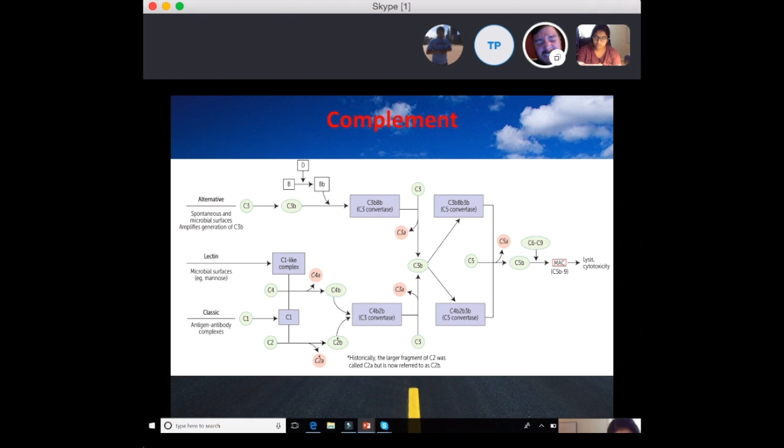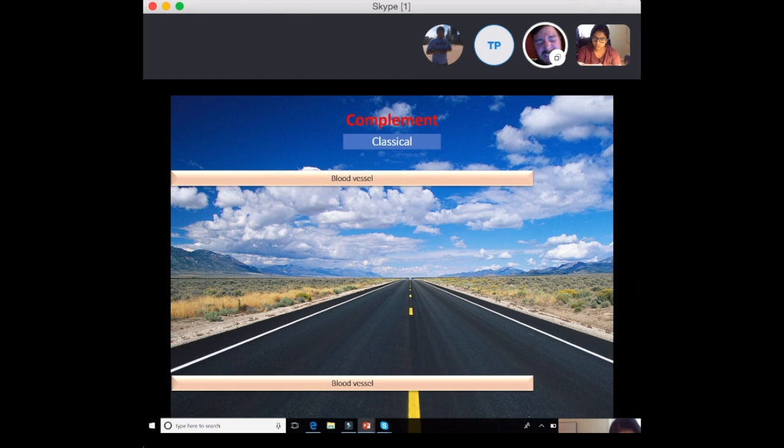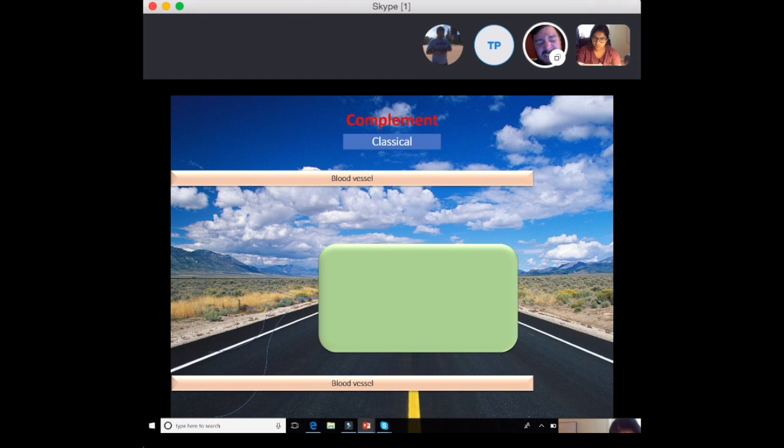So what's important to remember about the classical pathway is that it is antigen-antibody complex mediated. So classical pathway. We've got a blood vessel, and we've got an antigen. And yes, I'm using these from previous editor animations, so we're not monetizing this. So we have an antigen, and then we get an antibody that attaches to the antigen. So now we have an antigen-antibody complex. With an antigen-antibody complex, that means we're talking classical.